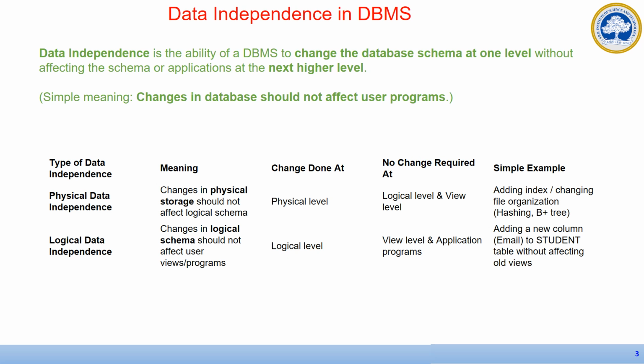The example is adding an index or changing the file organization. At the view level, it is adding a new column to the students table without affecting the old.